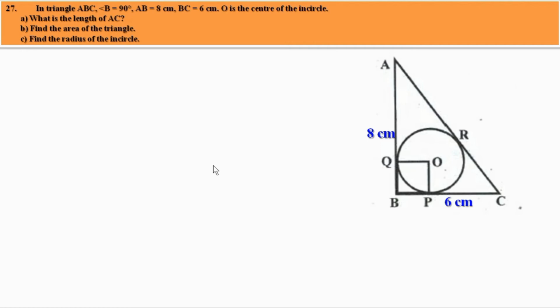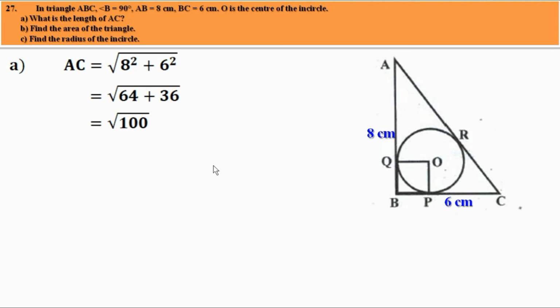Therefore, AC is its hypotenuse. And we know hypotenuse squared equals base squared plus altitude squared. Or hypotenuse equals root of base squared plus altitude squared. Therefore, AC equals root of 8 squared plus 6 squared. Here 8 squared is 64 and 6 squared is 36. So we can write it as root of 64 plus 36, that is root of 100, and that is equal to 10. That is, the length of AC equals 10 cm.